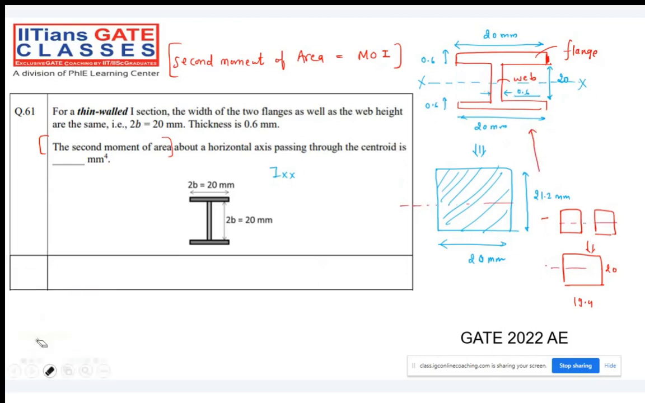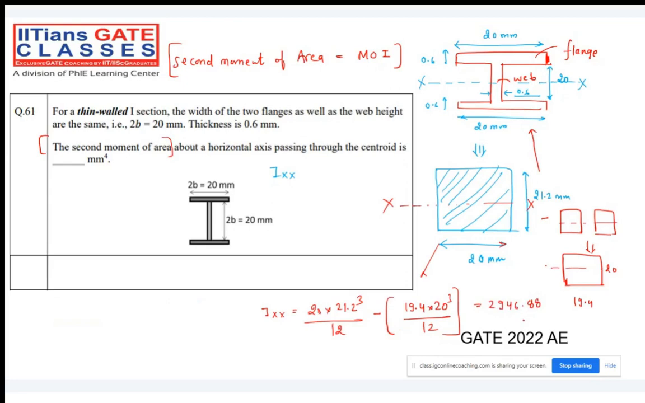So finally, what we can make? What about the moment of inertia for this one? Moment of inertia of the big rectangle about the IXX. IXX means the dimension which are parallel. I'll be writing 21.2 whole cube divided by 12 minus, for this section, 19.4 into 20 cube divided by 12, like this, right? So 20 into 21.2 whole cube divided by 12 minus 19.4 into 20 whole cube divided by 12. 2946, I'll be getting as the answer.